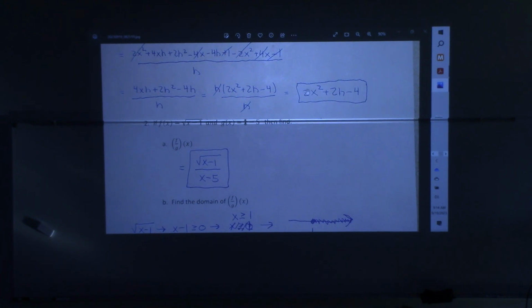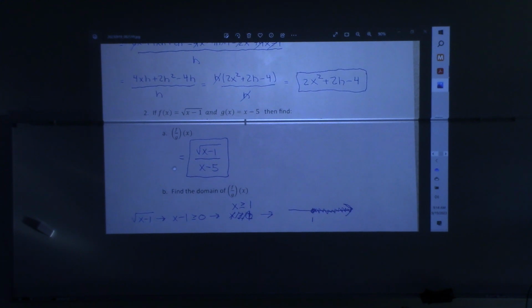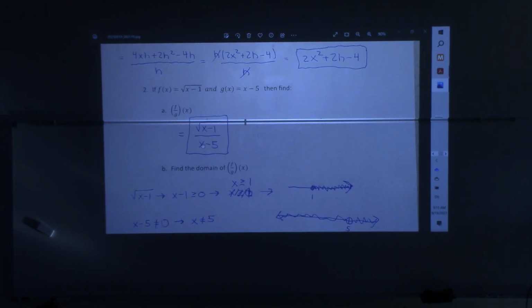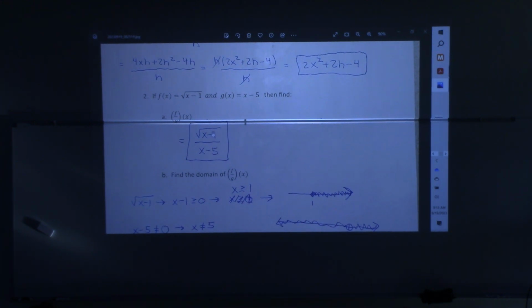Okay. Now on the other one, the quotient. The first part was easy. You just put the f over the g and put one on top of the other, and you're done. The hard part's the domain, because you have to consider two different things. First, because you have a radical, the x minus 1 underneath has to be greater than or equal to 0. Then you add 1 to both sides, and that tells you that x has to be greater than or equal to 1.